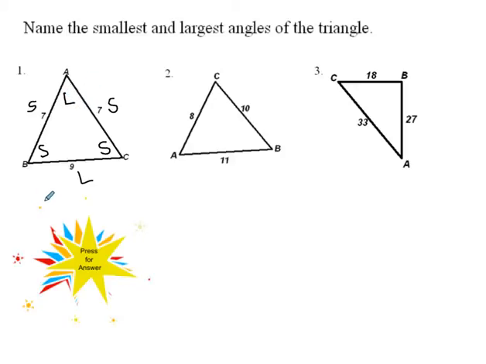So if I name my angles in order, I would say angle B is equal to angle C, and those should say the measure of each, and those are less than the measure of angle A. Press pause on your video when you're ready to see the answers on 2 and 3, then press play again.